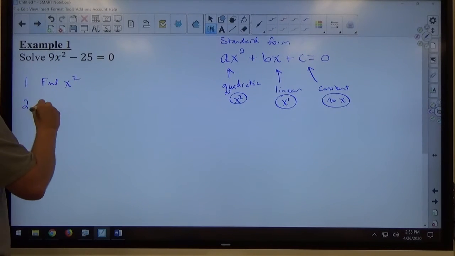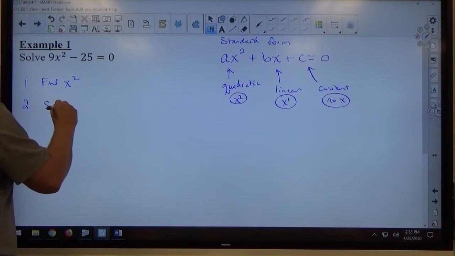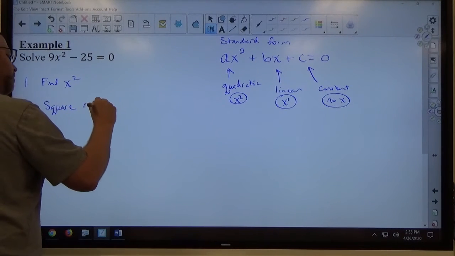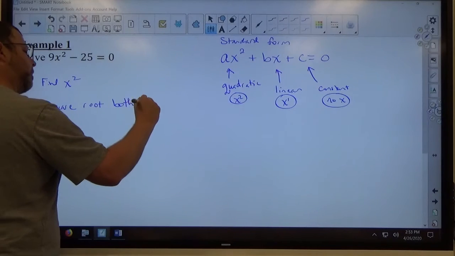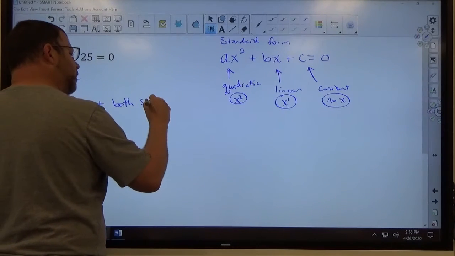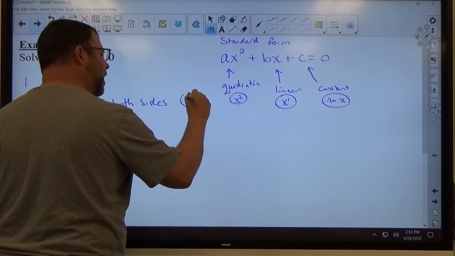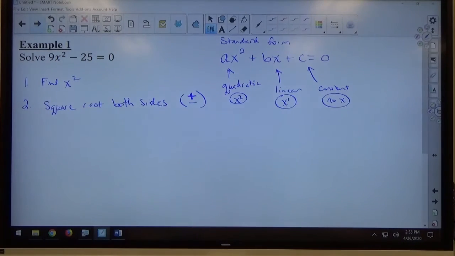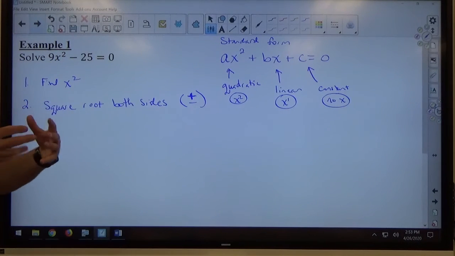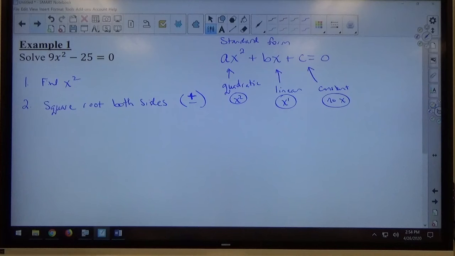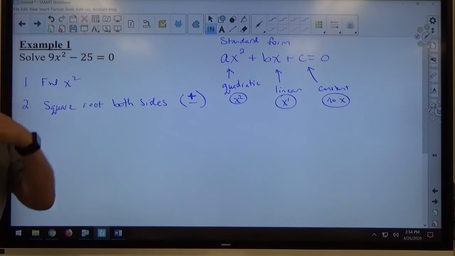Step 2, square root both sides. And I'm going to put in parentheses here, plus or minus. You want to make sure there's a plus or minus in front of your number. So I'll demonstrate what this looks like. So it's a quick two-step process. You want standard form. So again, if it starts off like this, great. If not, create standard form out of it. So the quadratic term followed by the constant equals 0.